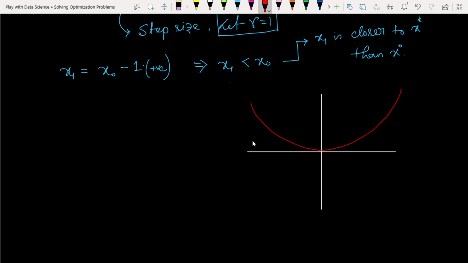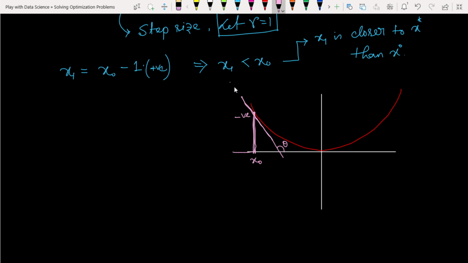Let's take a point on the negative side. Let's take our point here, x naught. Initially we are taking the negative point. So what will be the slope in this side? The slope is the angle. Here the angle is greater than 90 degrees and less than 180 degrees. So in this side our slope is negative.